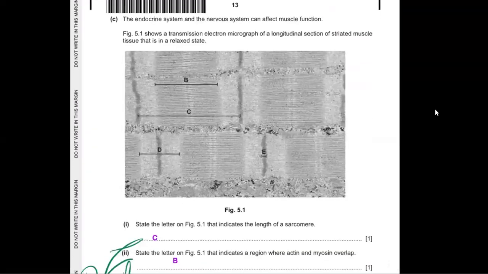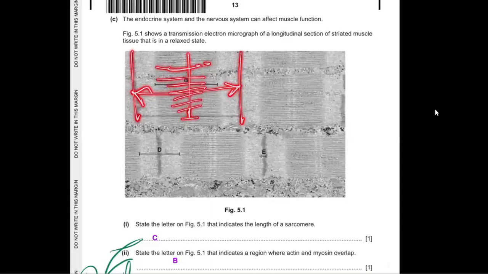The endocrine system and the nervous system can affect the muscle function. So this muscle is shown to you. You can see that the sarcomeres are shown, the myofibrils here arranged. You can see the thick and thin filaments are there, the Z line, the M line. So you can see the lines here. You can see the sarcomere here. You can see that this part is the myosin, and this region, the lighter one, is the actin.